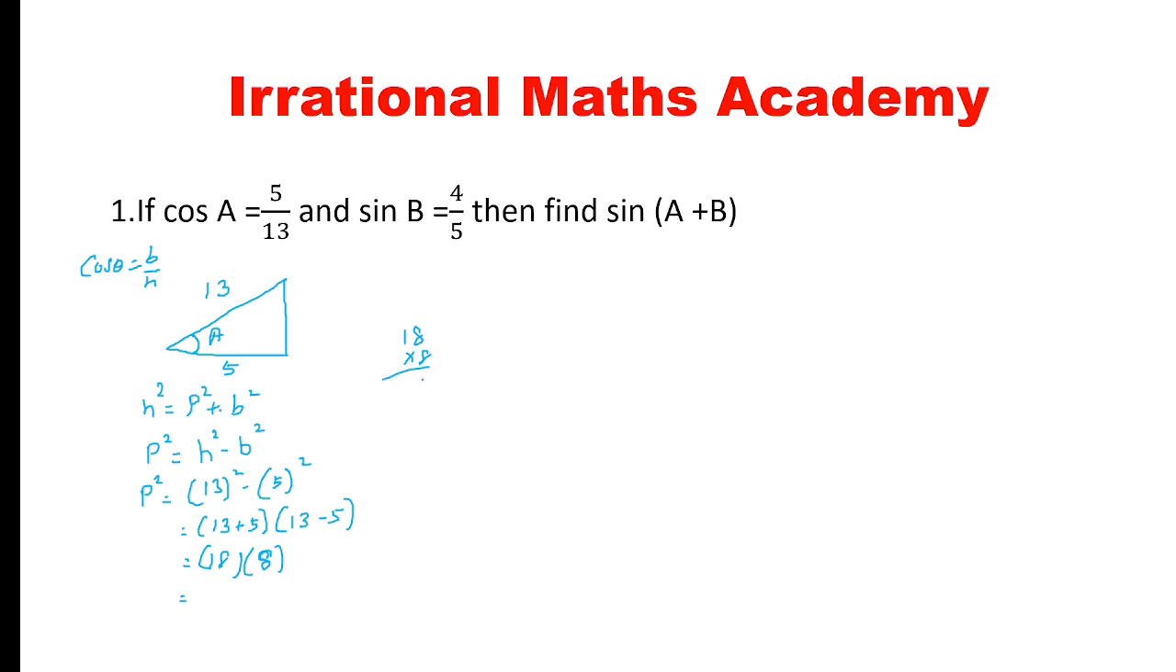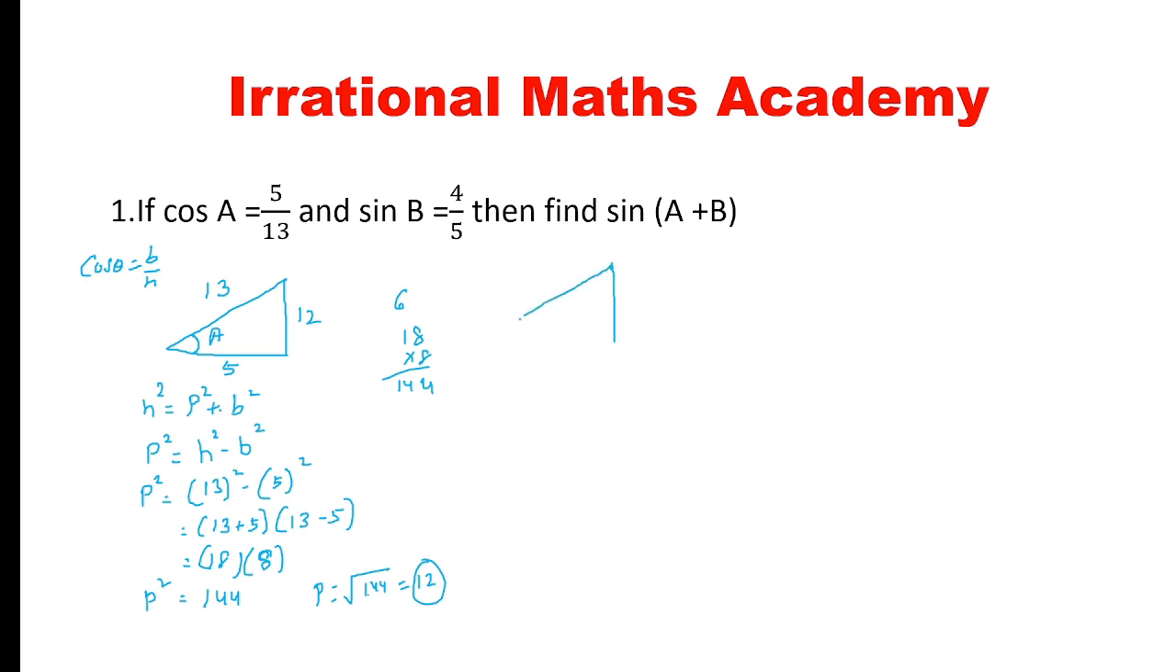8 8s are 64. 8 ones are 8, 8 plus 6, 14. So what I got is 144. P square equals 144. P equals under root of 144, that is 12. 144 is nothing but 12 square, square and root get cancelled, I'll get 12. So now I got this ratio. Write 12 here.